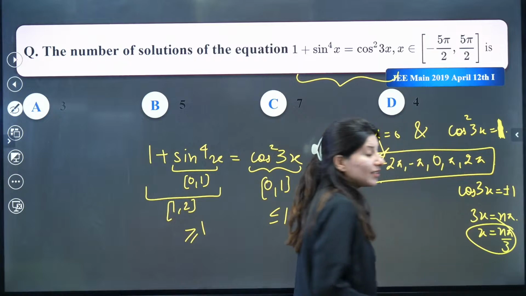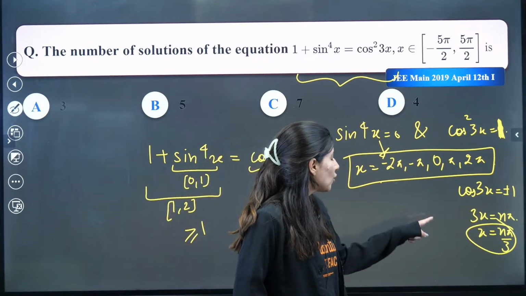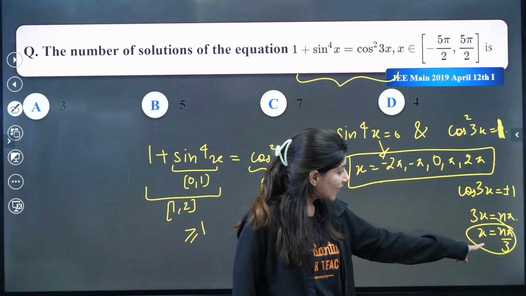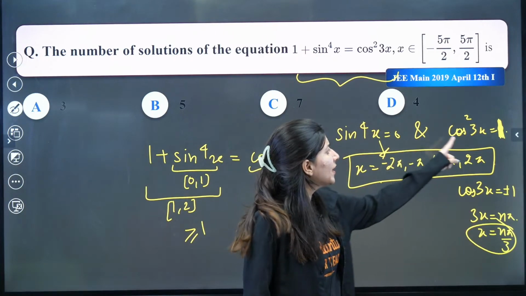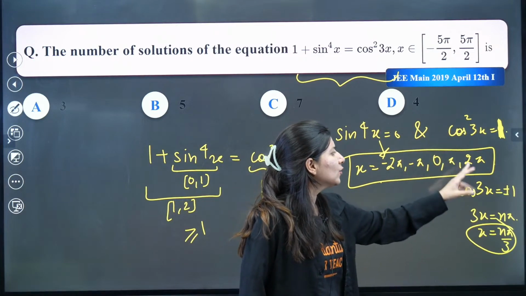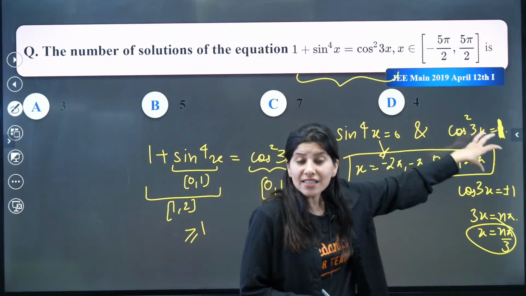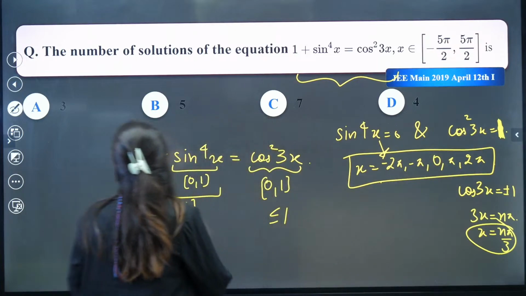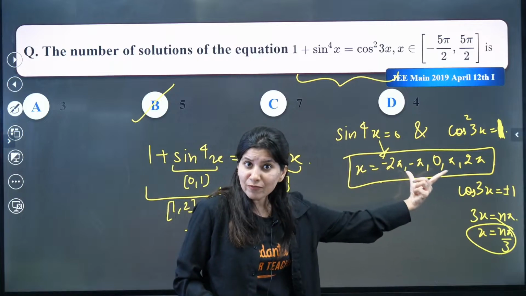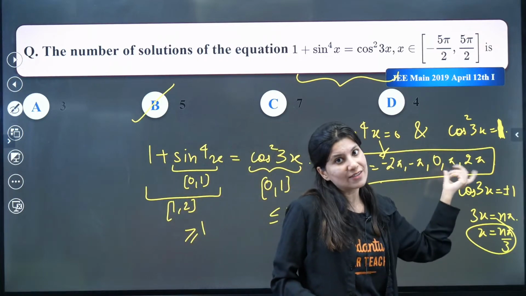Now, n pi by 3, if I talk about this, so 2 pi will satisfy this or not? Definitely. You put 2 pi, you will get 1. You put minus pi, you will get 1. You put 0, you will get 1, pi, 2 pi. All these 5 values satisfy this as well. That means 5 is absolutely right. Option B is absolutely right. This is 0 at these 5 points and this is 1 at these 5 points also.